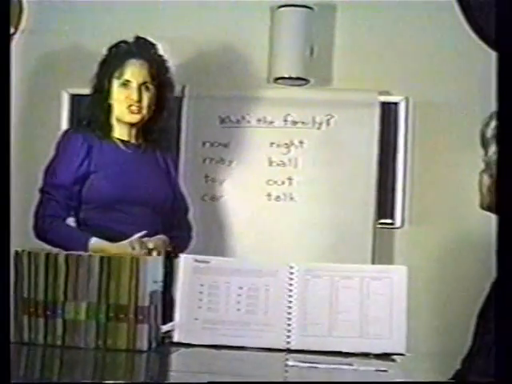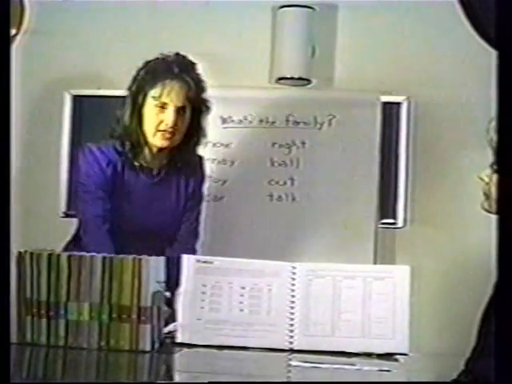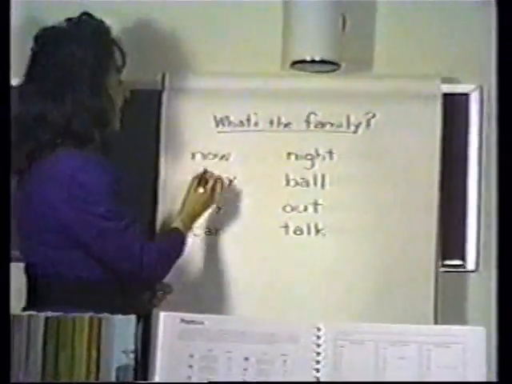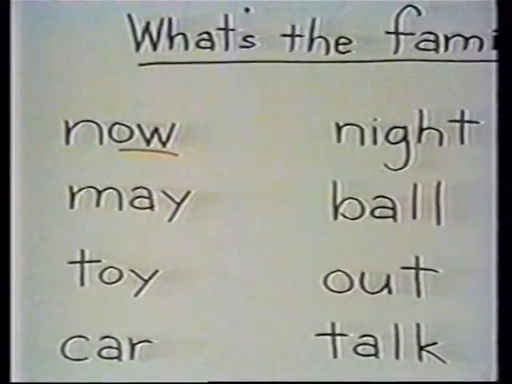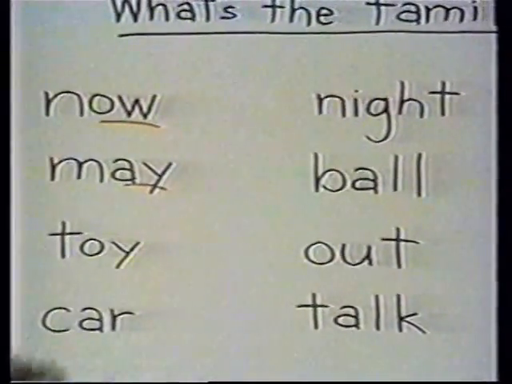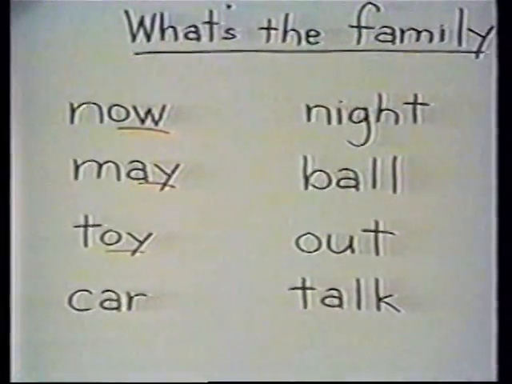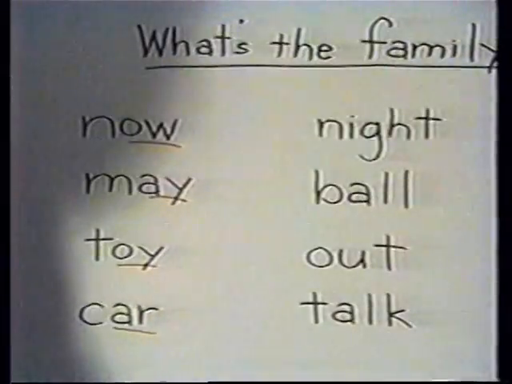You're going to tell the students what letters to underline, and you're going to say, what's the family? For example, underline OW. What's the family? Ow. What's the word? Now. Underline AY. What's the family? Ay. What's the word? May. Underline OY. What's the family? Oi. What's the word? Toy. Underline AR. What's the family? Ar. What's the word? Car.